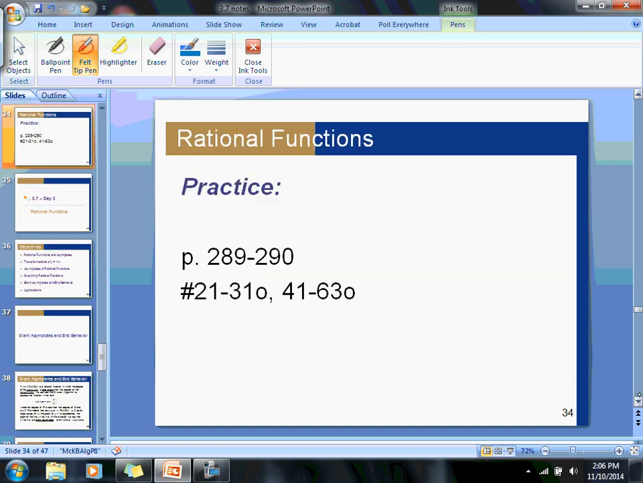And these are the problems that I would like you to practice so that you can get these concepts of the horizontal and vertical asymptotes down. You have to know the 3 characteristics for your horizontal asymptotes, and you have to know how to get your vertical asymptote. So you have to have those concepts memorized. And the best way to get them into your brain is just to practice, practice, practice.